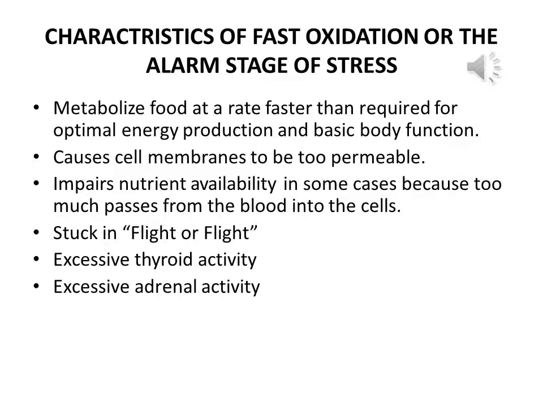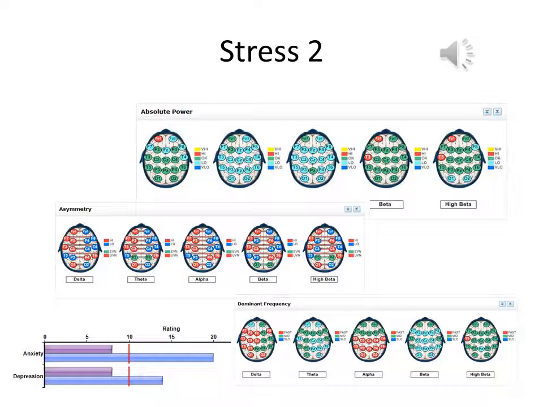People who are fast oxidizers metabolize food at a rate faster than required for optimal energy production and basic body function. Fast oxidation causes cell membranes to be too permeable. It impairs nutrient availability in some cases because too much passes from the blood into the cells. Individuals in the fast oxidizer category are stuck in fight or flight. They often have excessive thyroid activity and excessive adrenal activity.